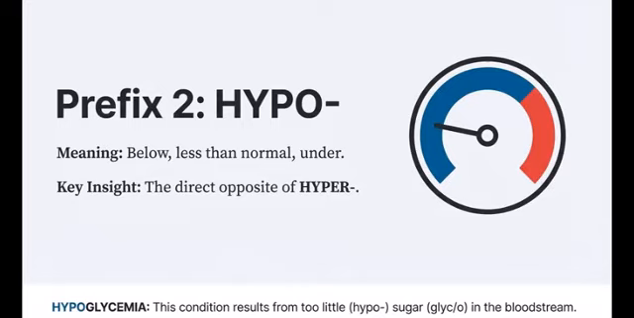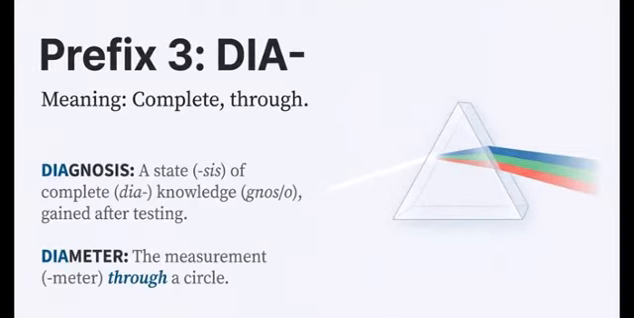We see this in terms like hypoglycemia. In this term, the prefix means below or less than normal. It's the exact opposite of hyper. Okay, next up is dia.